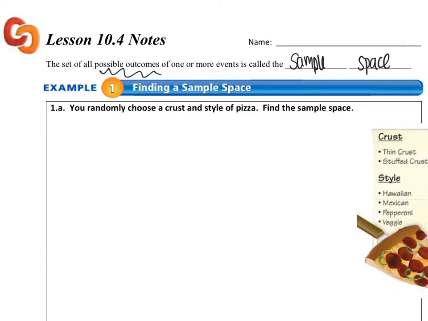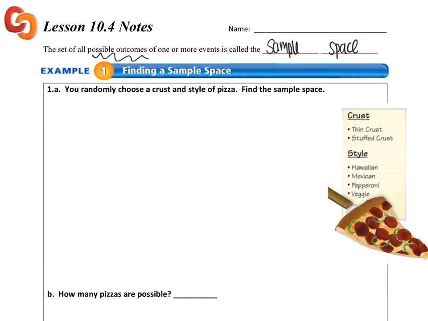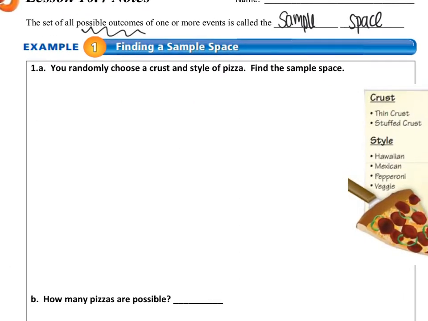Okay, so it says you randomly choose a crust and style of pizza. Find the sample space. Okay, so when we do these, one way you can find the sample space is by making a tree diagram. So you see we could have two types of crusts. Okay, so the first thing I'm going to do is show that you could have a thin or a thick crust, or a stuffed crust, excuse me.